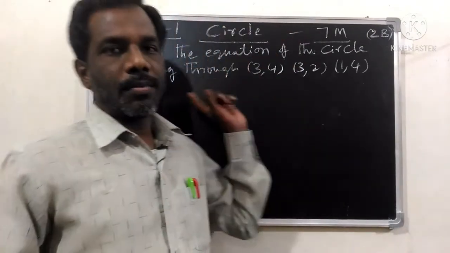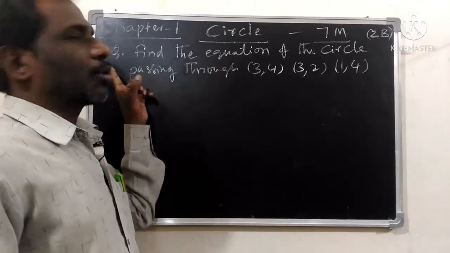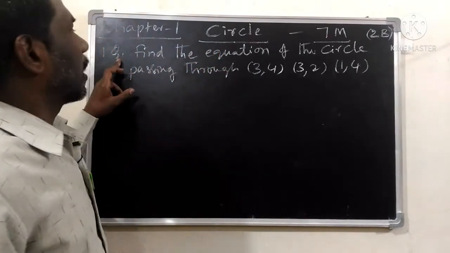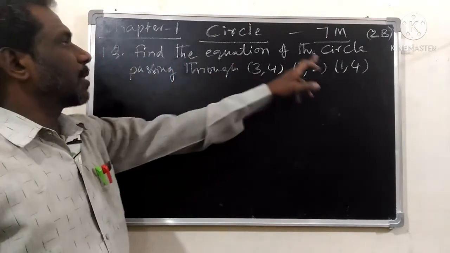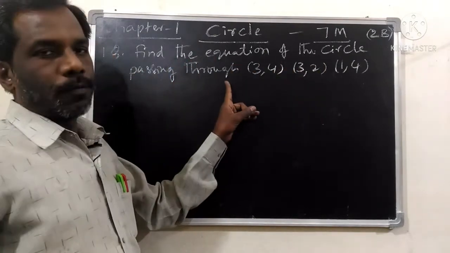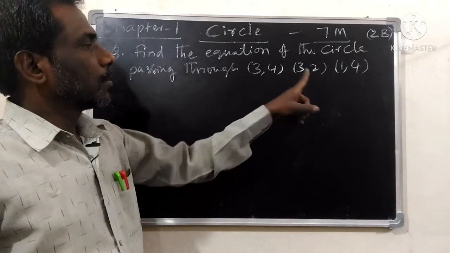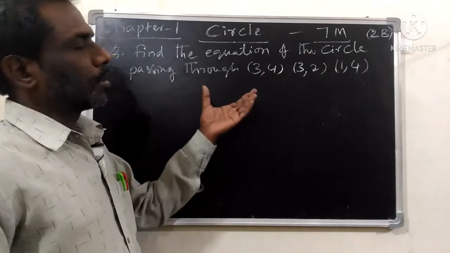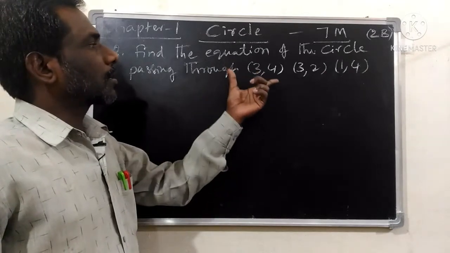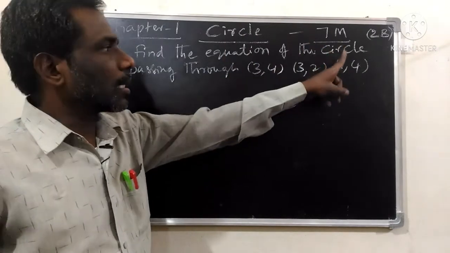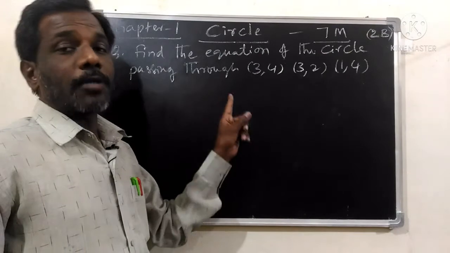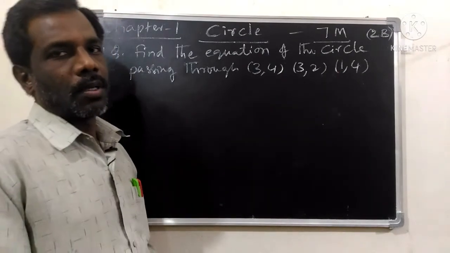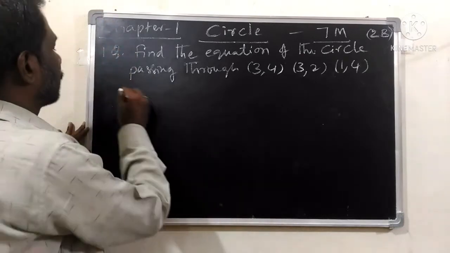So I have taken one 7 marks question from the circles chapter. The question is: find the equation of the circle passing through (3, 4), (3, 2) and (1, 4). So this is the question. They are asking for the equation of the circle which passes through 3 points. So let us solve this problem.